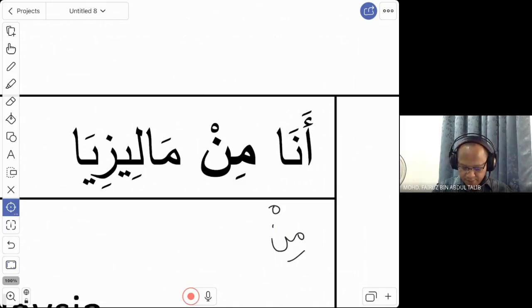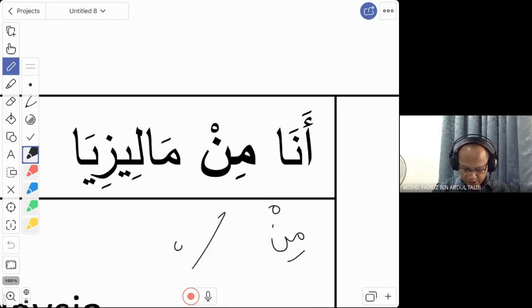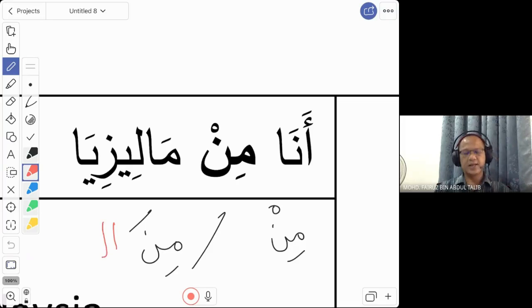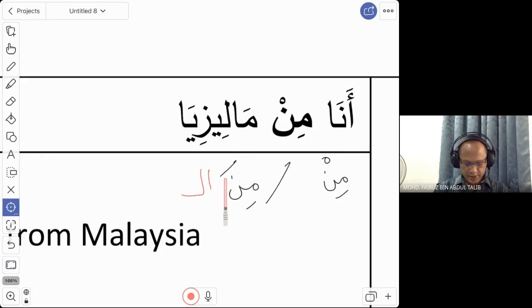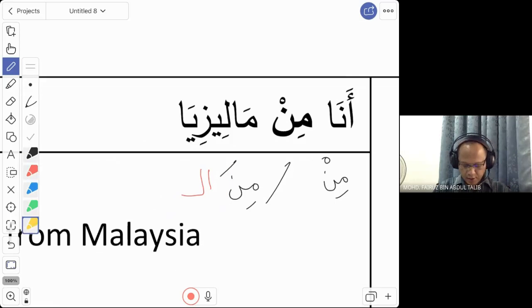But sometimes in other sentences, you will see that they read this word mina. Instead of just min, they will say mina. When do you do this? When do you say mina instead of min? It is when the next word has al. Again, I repeat, this word min, sometimes you have to read mina. When do you say mina? When the next word has alif lam.